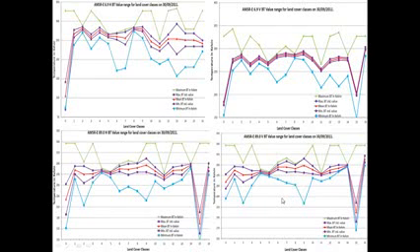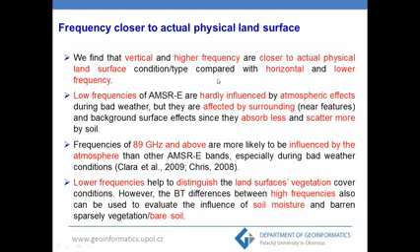So here we find out that vertical frequency is better than the horizontal frequency and high frequency is better than the low frequency. Again, low frequencies are hardly influenced by atmospheric effect during bad weather conditions, but they are affected by surrounding features or background subjects because they are absorbed less and scattered more by soil. And high frequencies are more influenced by the atmosphere than other frequencies.